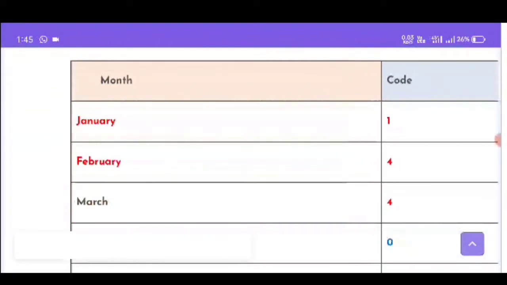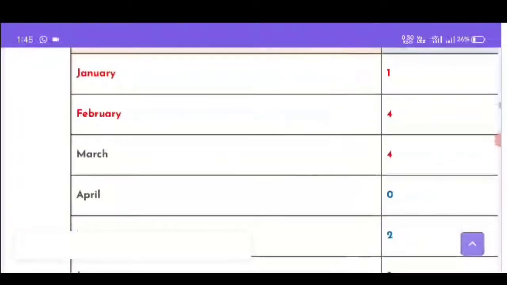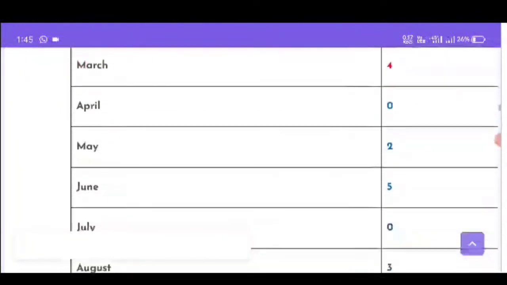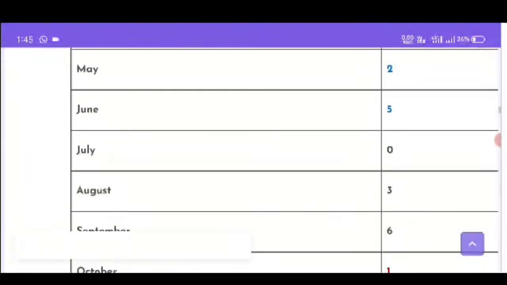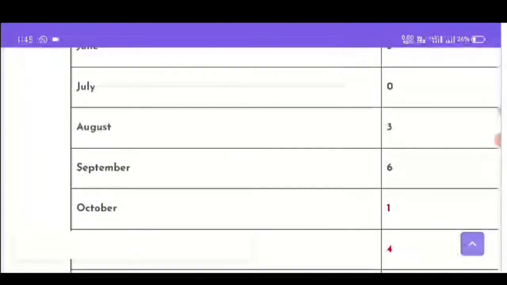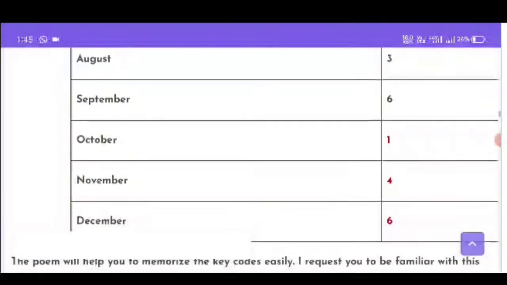January is 1, February is 4. Here I have marked January and February for an important reason, because in a leap year these codes get changed by 1. So 0 and 3 correspond to those; I will tell you later. For March there is 4, then 0 for April, 2 for May, 5 for June, 0 for July, 3 for August, 6 for September, 1 for October, 4 for November, 6 for December.